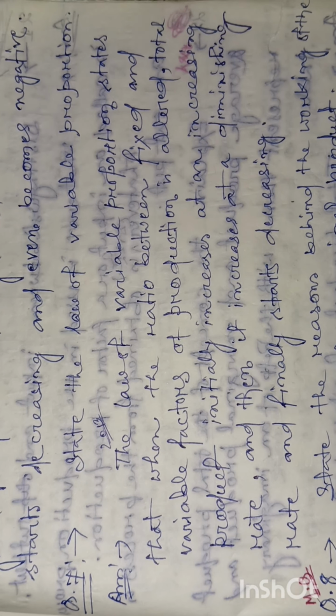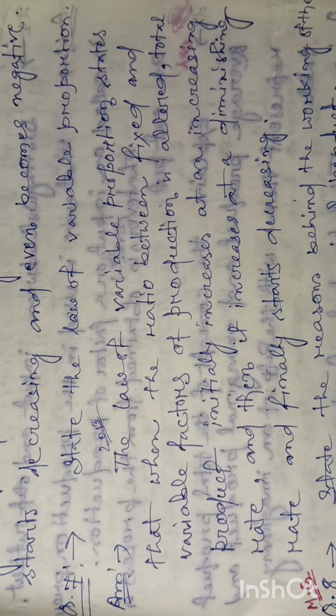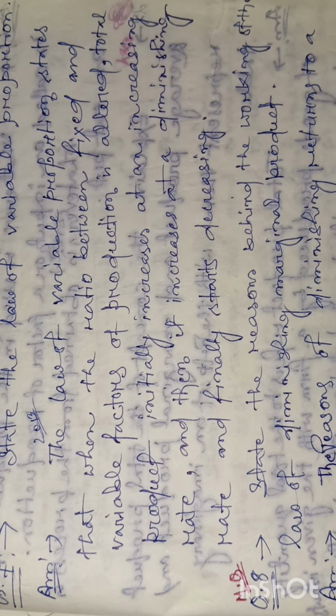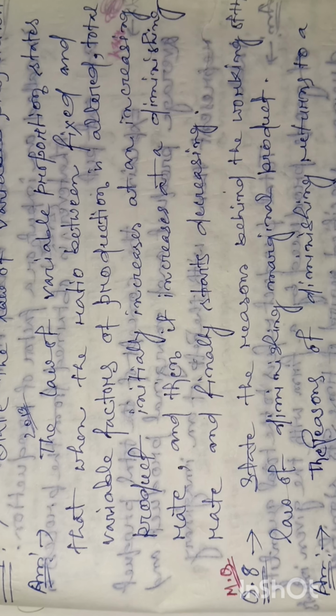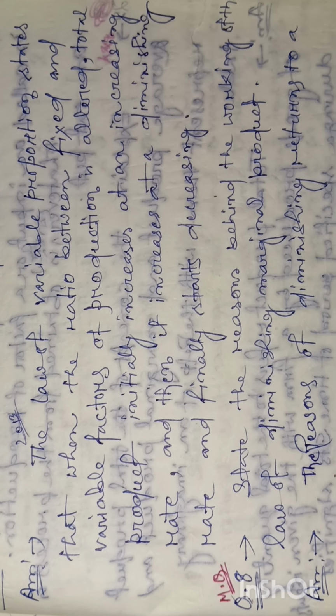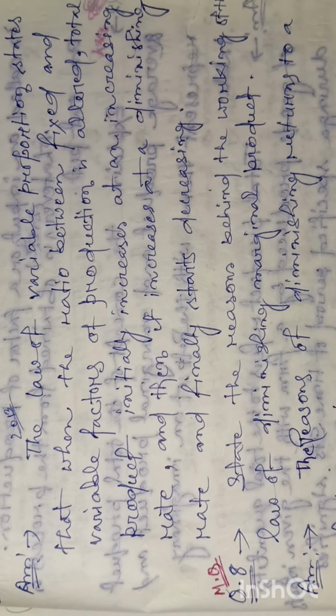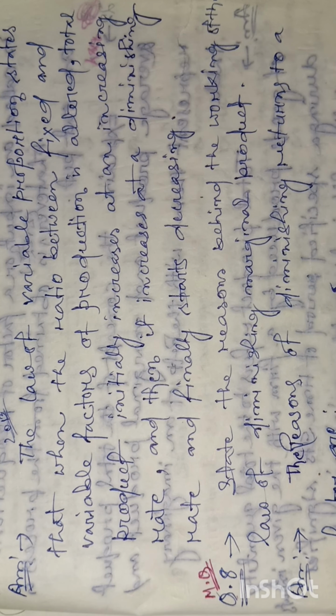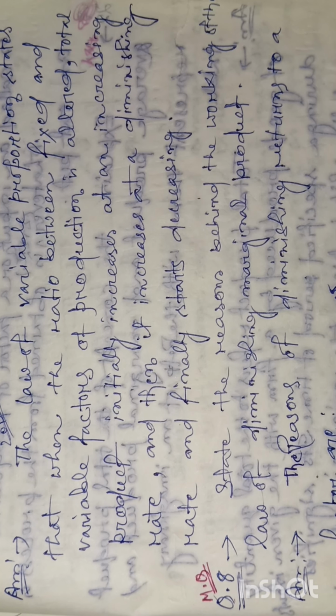Number 7. State the law of variable proportion. The law of variable proportion states that when the ratio between fixed and variable factors of production is altered, total product initially increases at an increasing rate, and then it increases at a diminishing rate, and finally starts decreasing.